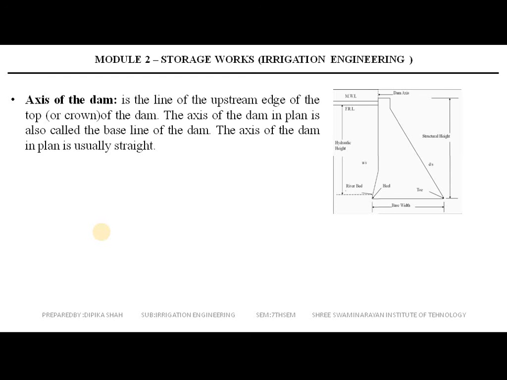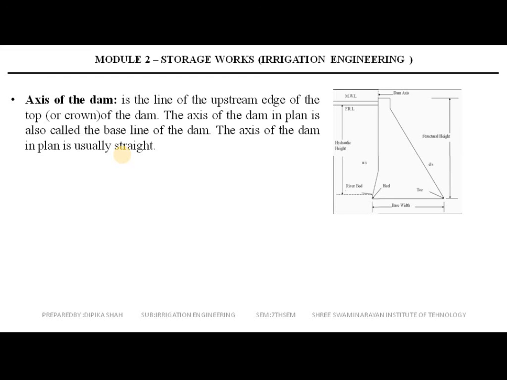Now we will see what is the axis of a dam. So the axis of a dam is a line of the upstream edge of the top or crown of the dam. So you can see this axis of a dam. The axis of a dam in plan is also called the baseline of the dam, and the axis of the dam in plan is usually straight, right?